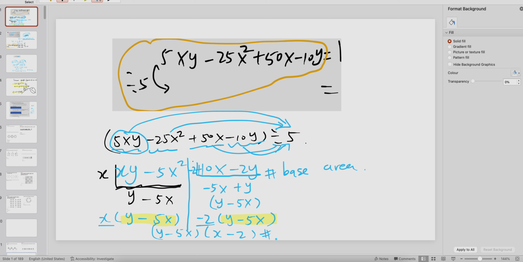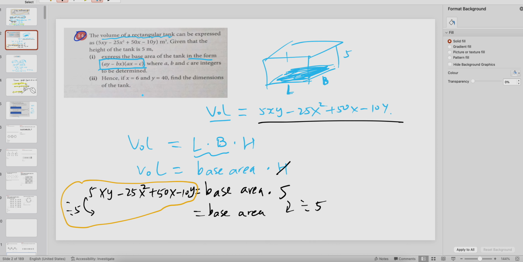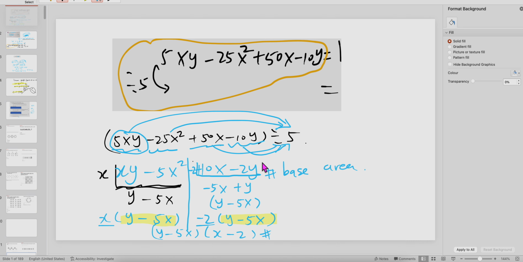Then what is the last question? The last question, hence, if x equals 6, y equals 40. Okay, so you just, y equals 6, x equals 40, right? Can you double check? Okay, so what you need to do is sub in. Your y is 6, x is 40, so no negative number, just sub it in. Okay, so you just solve accordingly.